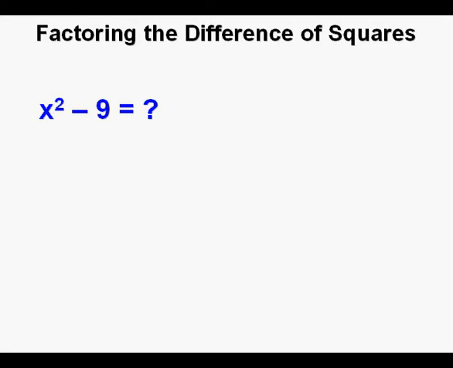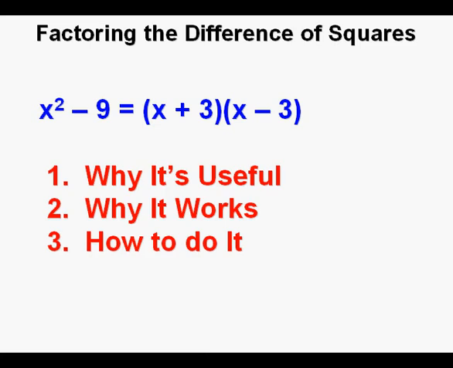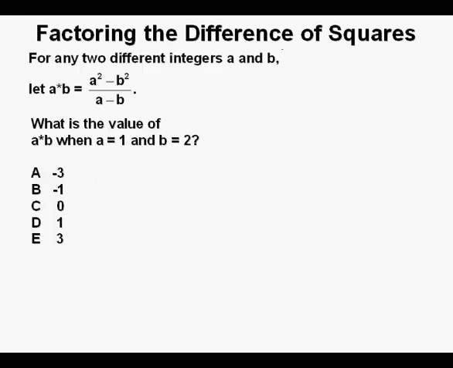For instance, this binomial x squared minus 9 can be changed into the expression quantity x plus 3 times quantity x minus 3. In this lesson we'll show why this is a useful skill, explain why this works, and give some examples of how to do it. Here's a big reason factoring the difference of squares can be useful. This problem, a typical SAT problem, can be done without using the difference of squares. But by using it, this cleans up real nicely and helps a lot with time and avoiding possible mistakes. We'll solve this one later.